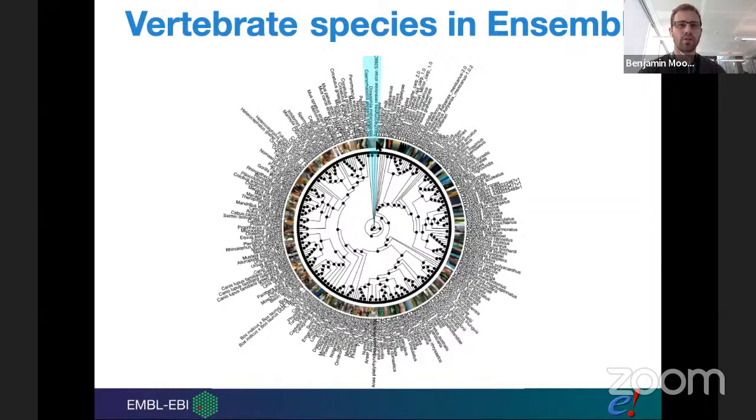Just highlighted on this tree, you can also see that we have three non-vertebrate species in Ensembl. We have C. elegans, the nematode worm. We have Drosophila melanogaster, the fruit fly. And we also have the baker's yeast, Saccharomyces cerevisiae. These are three non-vertebrate species that we include in Ensembl because they're very important model organisms, and they also form a lot of the basis and anchoring of our gene trees as well.